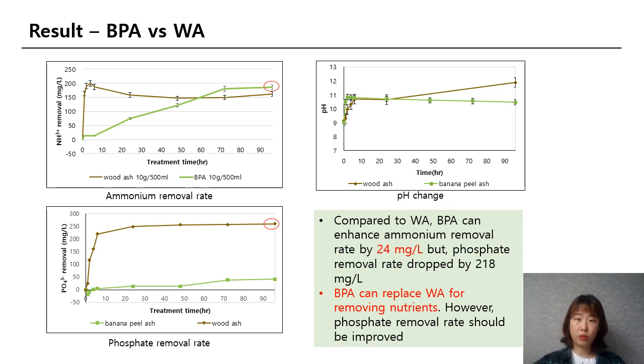Compared to WA, BPA can enhance ammonium removal rate by 24 mg per liter, but phosphate removal rate dropped by 218 mg per liter. BPA can replace WA for removing nutrient. However, phosphate removal rate should be improved.